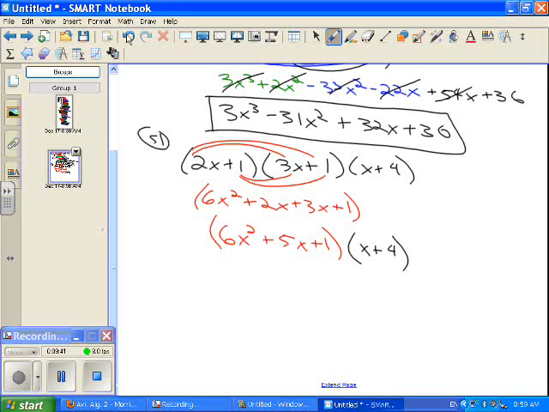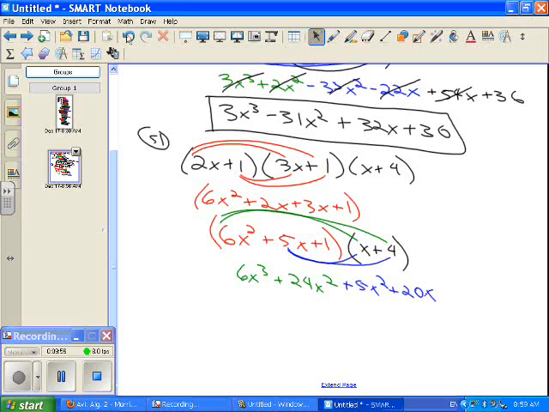Now when I distribute these three through those two, 6x cubed, 24x squared. 5x squared plus 20x. And then I get an x and a 4. Put my like terms together, I have 6x cubed. Then x squareds, I've got 24 and then 5 of those, so I've got 29 x squareds. X's, I've got 21. Constants, I've got 4.